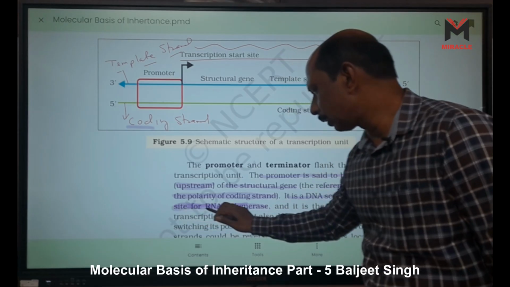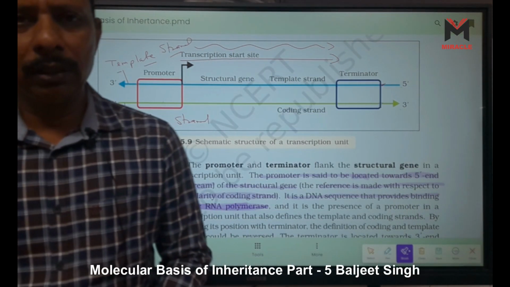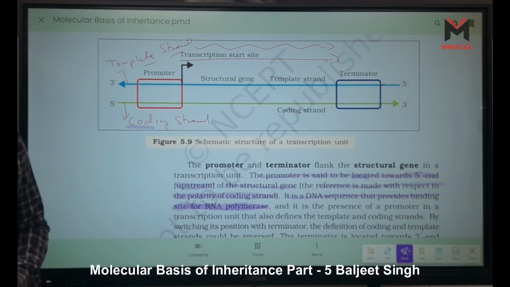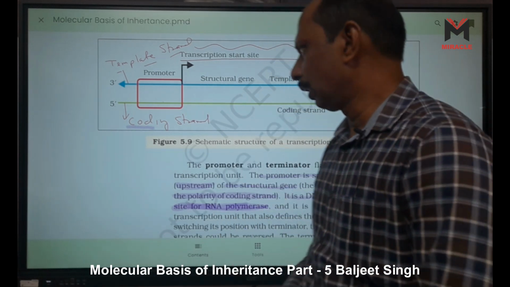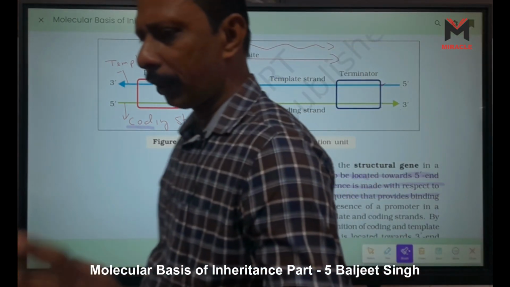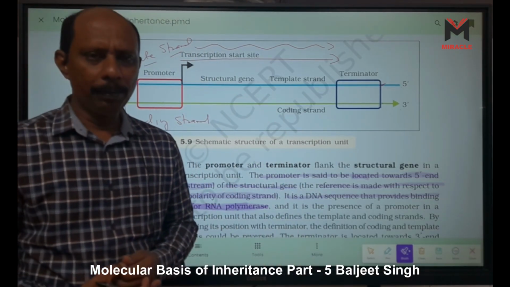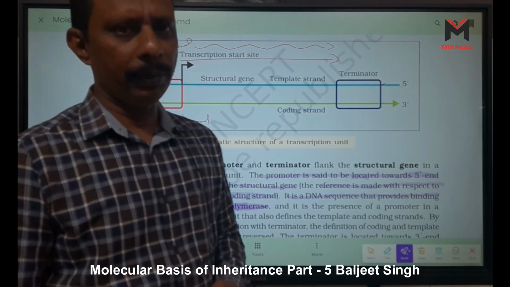In prokaryotic cells, this site is called the Pribnow box, but in eukaryotes it is called the TATA box, or we can say the Hogness box. This promoter site is made up of a 6-nucleotide sequence in prokaryotes, but in eukaryotes it is made up of 7 nitrogen bases.